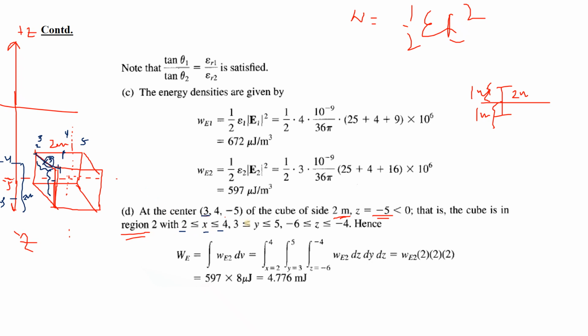That is why we are taking the range from 2 to 4 for the x-axis, because the center is at 3. For the y-axis we are taking 3 to 5 because the center is at 4. And for z, the center is -5, so it will take from -4 to -3. Sorry, -6 actually: it is from -6 to -4, because -4 is greater than -6. That is why we have taken these values and we will integrate.